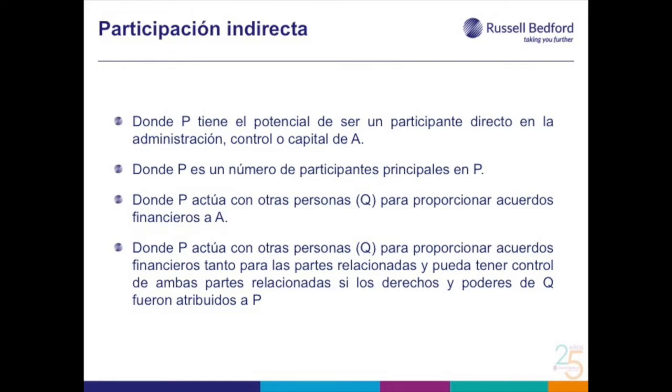This is an example of the major participation type structure where you have E Limited, where B Limited has 45% of the shares, C Limited has 40% of the shares, and then we have D Limited with 15% of the shares. Now, B and C are both major participators in E because they have at least 40% of the shares, but nobody has overall control.